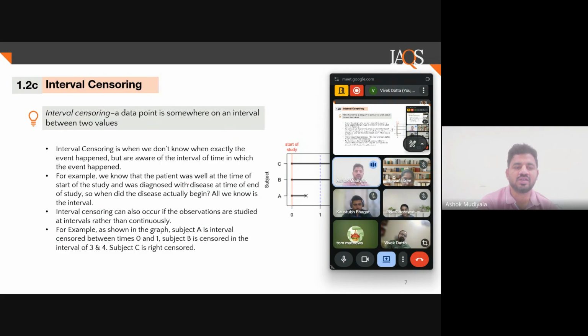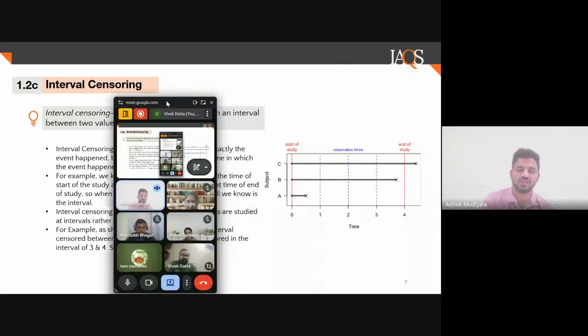So when did the disease actually begin? All we know is the interval. Interval censoring can also occur if the observations are studied at intervals rather than continuously. For example, as shown in the graph, subject A is interval censored between time 0 and 1. Subject B is censored in the interval of 3 and 4. Subject C is right censored.